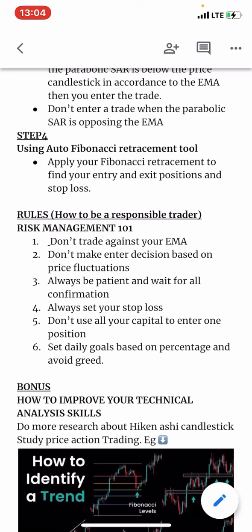Number 4, always set your stop loss. You see this part here. I've shown you how to use your Fibonacci retracement to set your stop loss. If you are entering any trade and you don't set your stop loss, look, you are taking 100% risk, meaning you can lose all your money in the blink of an eye.